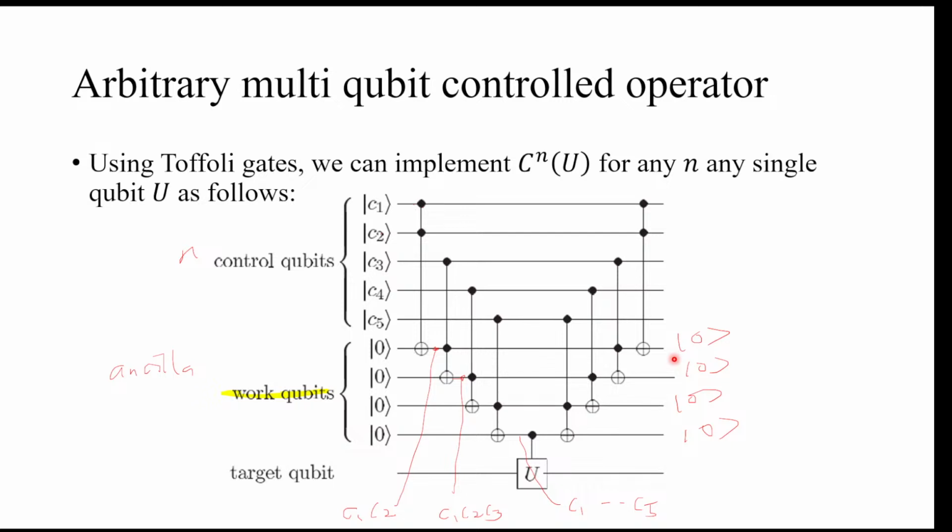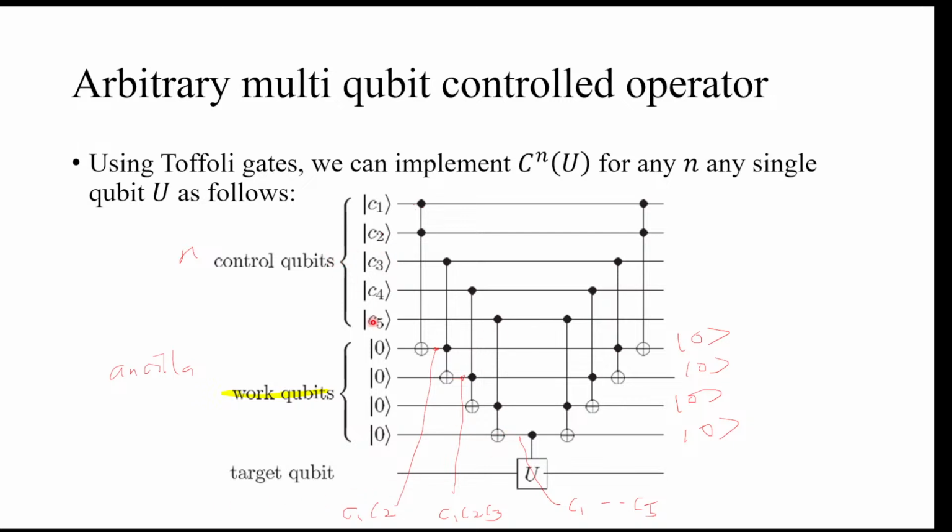Okay, and so what we do is we control on C1 and C2, and do Toffoli on the ancilla. Here we actually only need to do Toffoli instead of the general Cn to C2 to U. So we have a Toffoli of C1, C2 to this first ancilla, then a Toffoli between C3 and the first ancilla to the second ancilla, and etc.